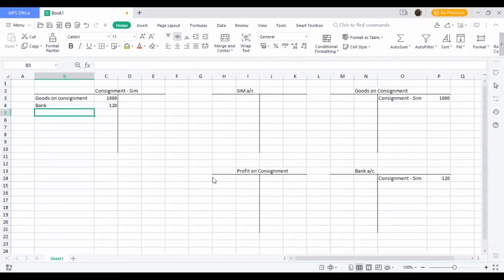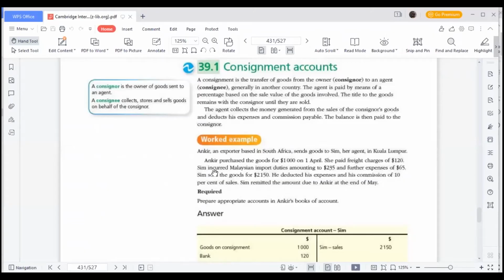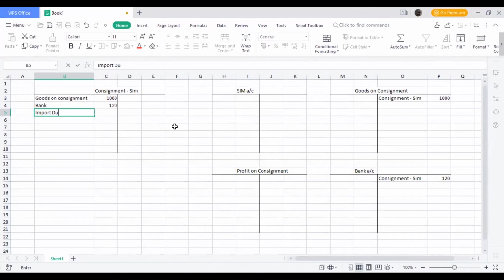After writing this, I have a few more accounts to record. What am I going to record? I will record the duties, the cost. She paid freight charges 120. SIM incurred Malaysian import duties. Now whatever the agent is incurring, that also we should take. So what is the amount SIM has incurred? Import duties. Always write the name of the person whose expense it is, SIM.